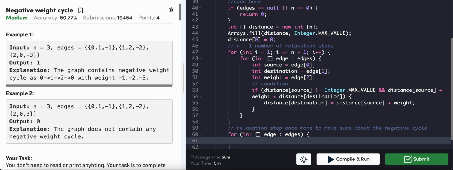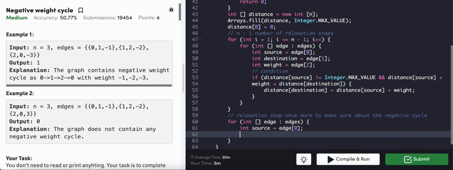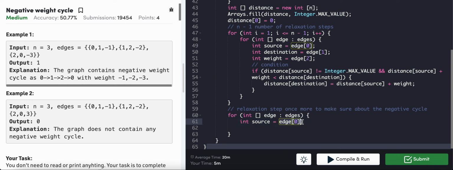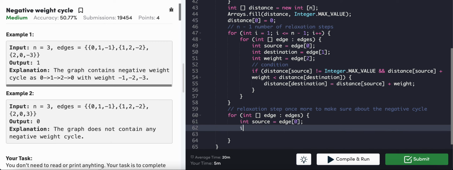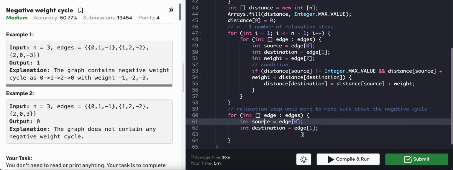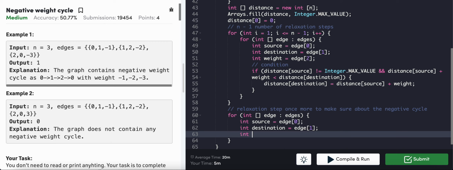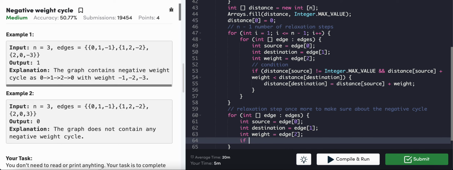Edges, let's take all these values again. It's always good to take all those values, edge of 0, edge of 1, edge of 2, into a variable, and then make use of that variable later. Int destination, because if another person is viewing our code, they will not know what is edge of 1, what is edge of 2, what is edge of 0. So we just specify it. Edge of 0 is source, edge of 1 is destination, so it will be pretty clear. And edge of 2 is weight.